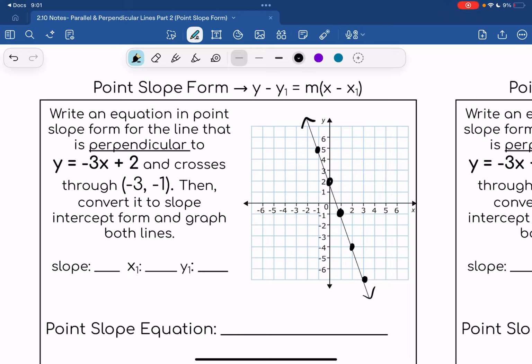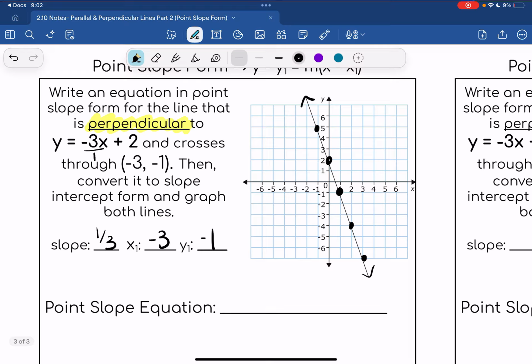All right, so my slope there was negative 3 over 1. I now want to find an equation that is perpendicular to that. So to find a perpendicular slope, I'm going to make this a fraction, negative 3 over 1. I'm going to flip that over to be 1/3, and since it was already negative, I'm going to leave it positive. So a perpendicular slope to negative 3 is 1/3. From there, I need to find my x1 and y1, which are going to be negative 3 and negative 1.